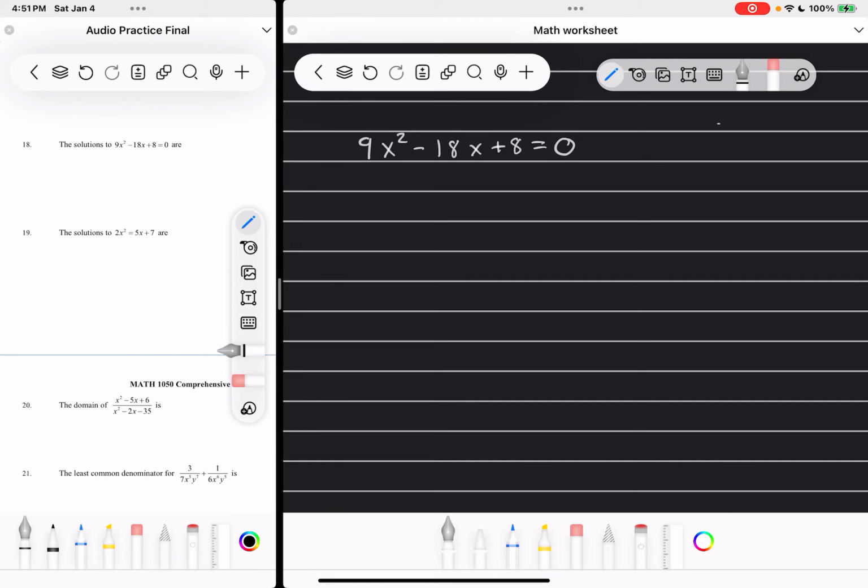All right, this is question number 18 for the practice final. What we look at here is that we have a trinomial and there are numbers for A, B, and C. So we ask ourselves, does this have a GCF? In this case, we do not have a GCF because 9 is 3 and 3, and 8 is 2, 2, and 2. So we're good there.